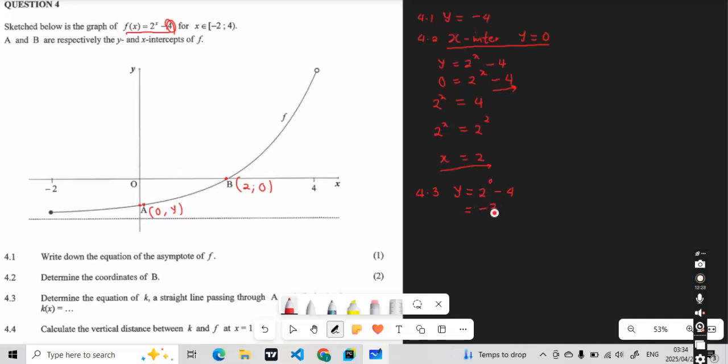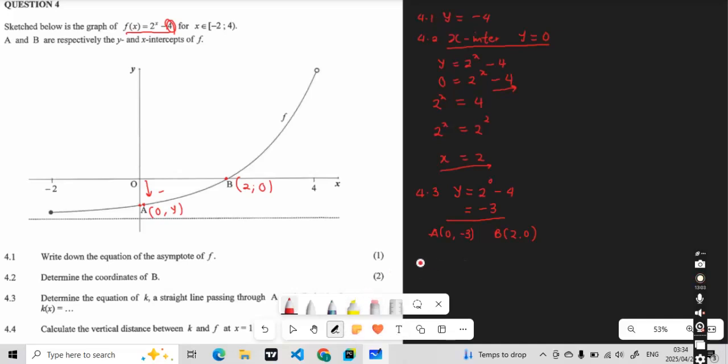Does it make sense? Yes, it does. Because anything from here downward is negative. So now we have the coordinates of A to be (0, -3) and the coordinates of B to be (2, 0). Therefore, we can find our gradient.